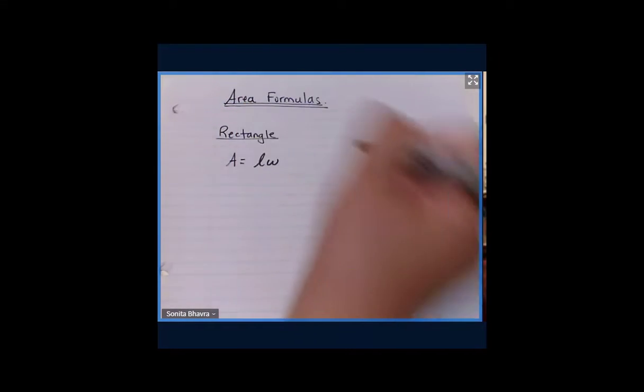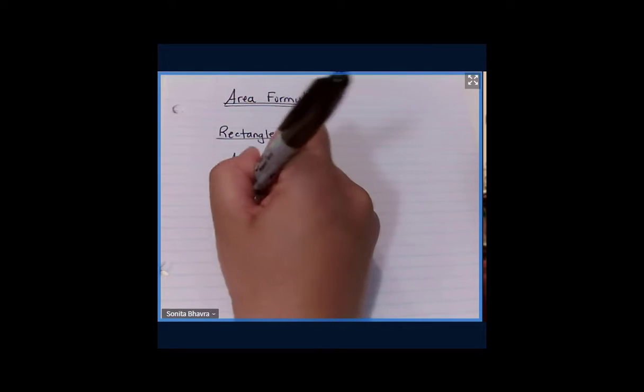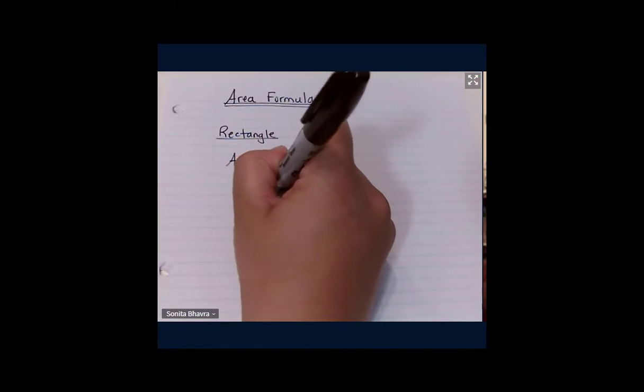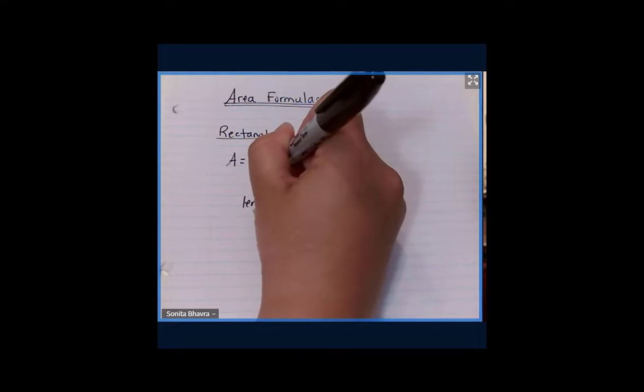Today's lesson, we're going to look at area formulas, specifically rectangle, square, and triangle. So for the rectangle, the formula is area equals LW. The L represents length and the W represents width.